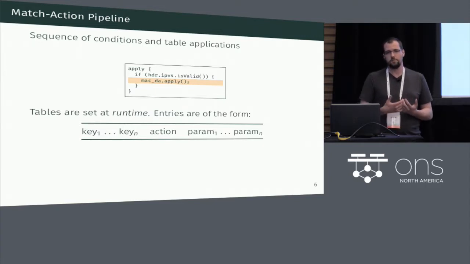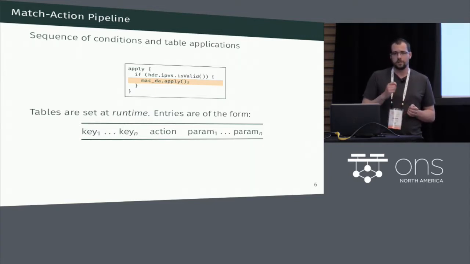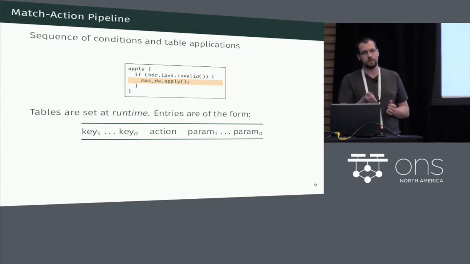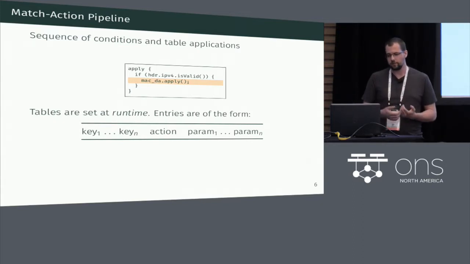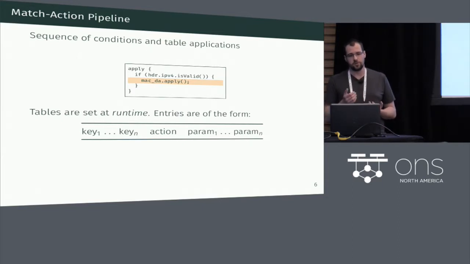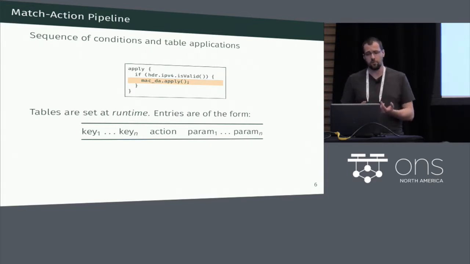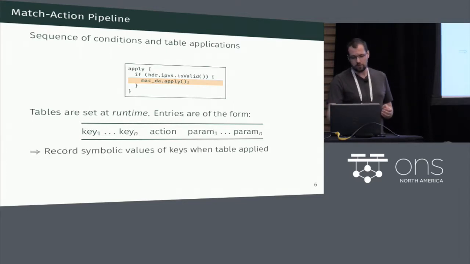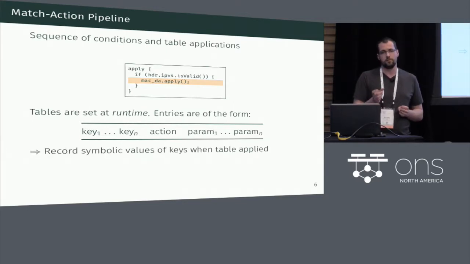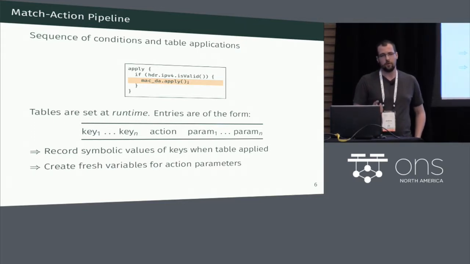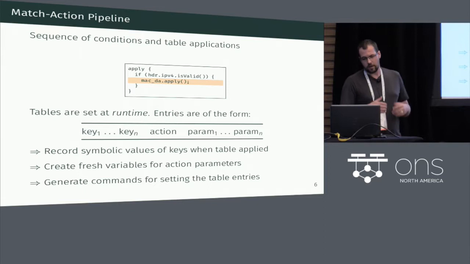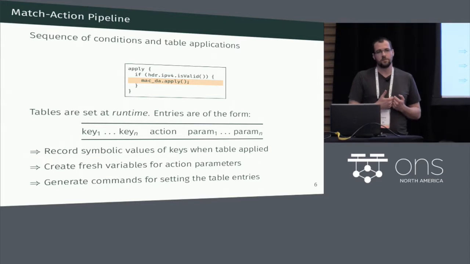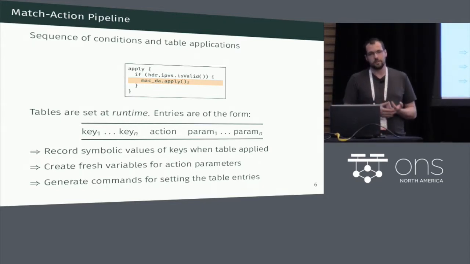For tables, tables in a P4 program are executing actions based on a configuration set at runtime by the control plane. And so what we have to do is actually to generate those configurations in the form of table entries. The way we do that is whenever a table is applied, we record the symbolic values of the keys at that point in time. We generate fresh variables for the action parameters. And at the end, when the solver gives us a variable assignment, then we work our way backwards, and we generate the commands for setting the table entries.